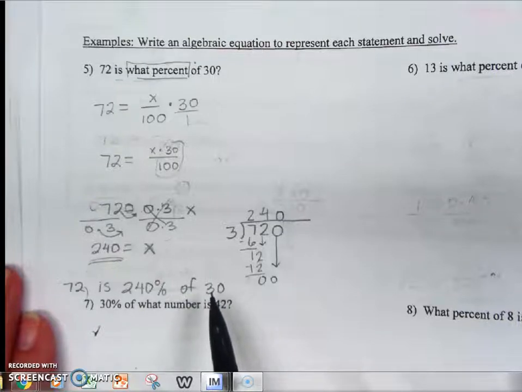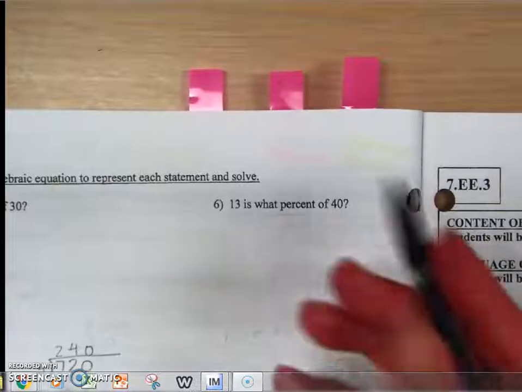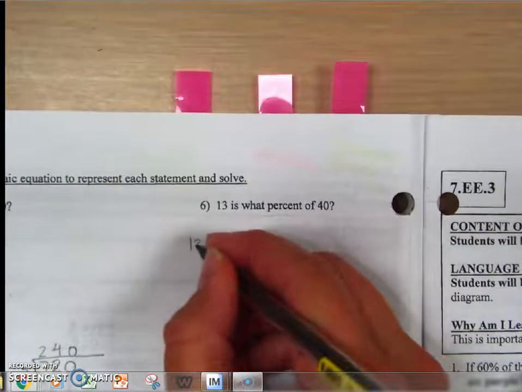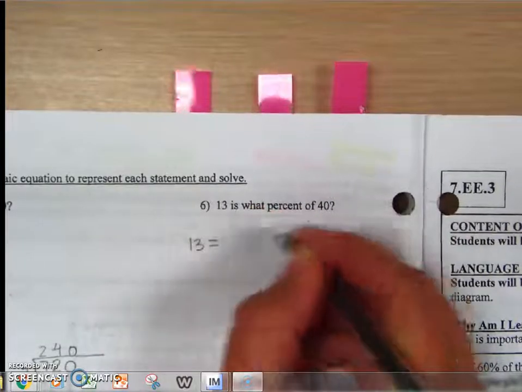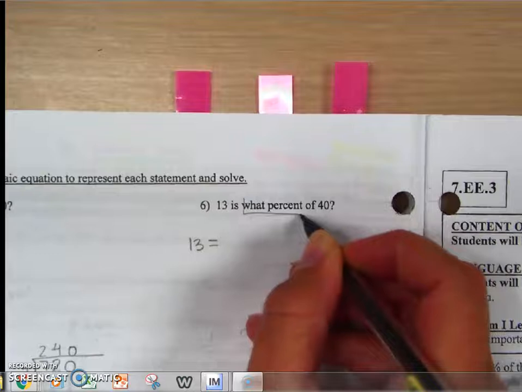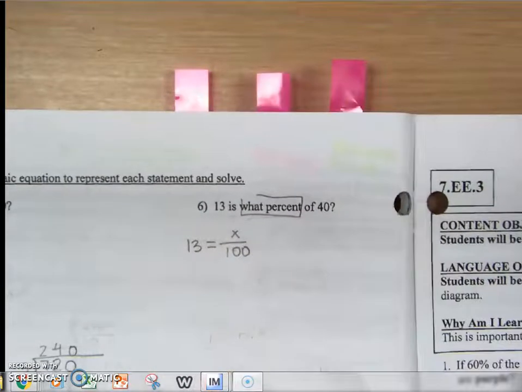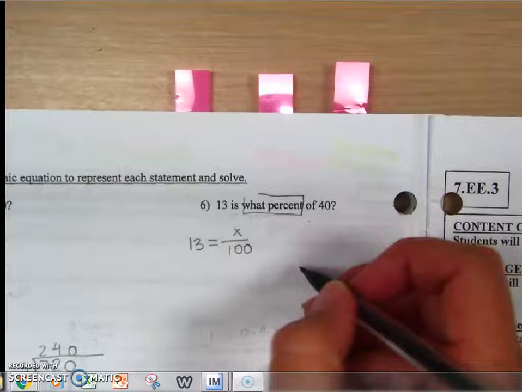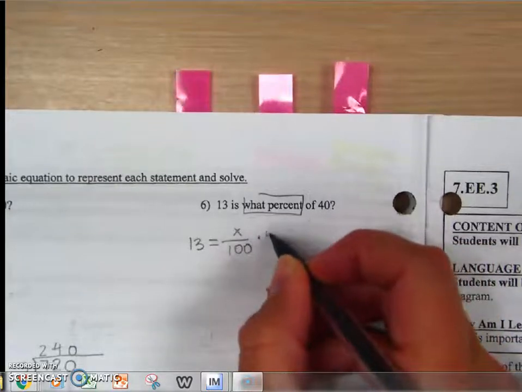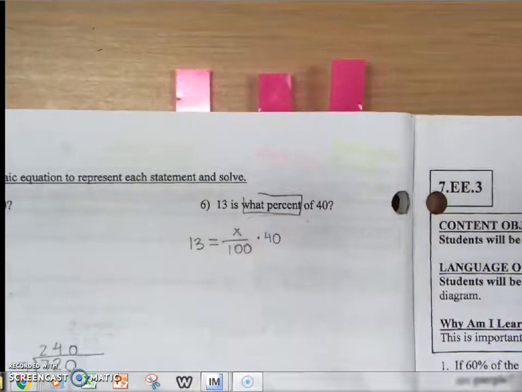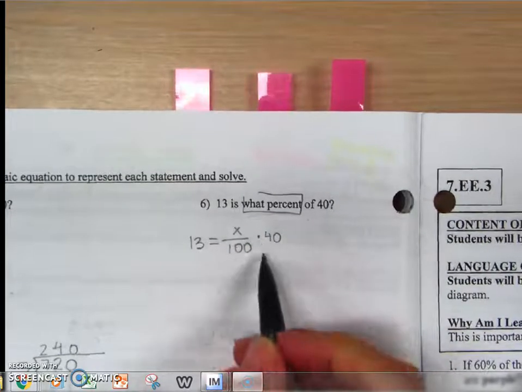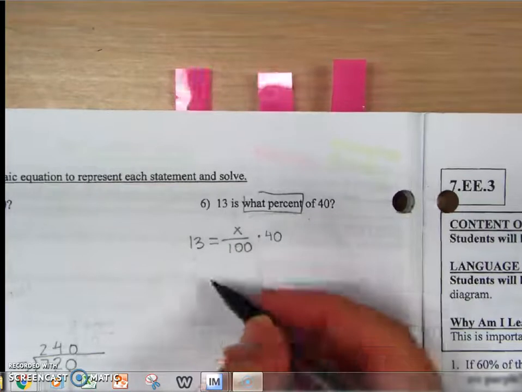All right, let's try that same thing on number 6. 13 is what percent of 40? So 13 is means equals what percent? What percent? So we'll put that over 100 of 40. Of 40. There we go. Of means multiply, right?